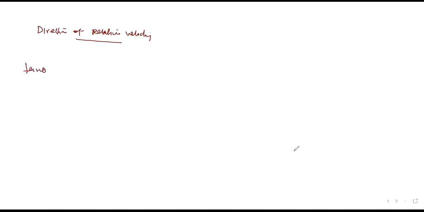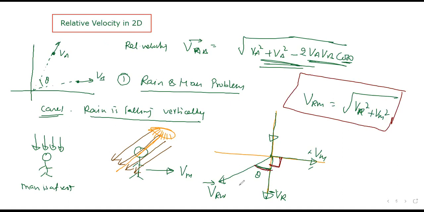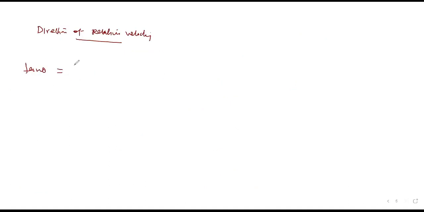If you see in this picture, what is tan theta in this triangle? Tan theta means this vector by that vector. This vector is your Vm vector, and that vector is the Vr vector. Tan theta is perpendicular by base, so simply Vm by Vr. That's your tan theta if you need to calculate the angle of the relative velocity with respect to the vertical. So Vm by Vr you can write, and you can find the angle from here.